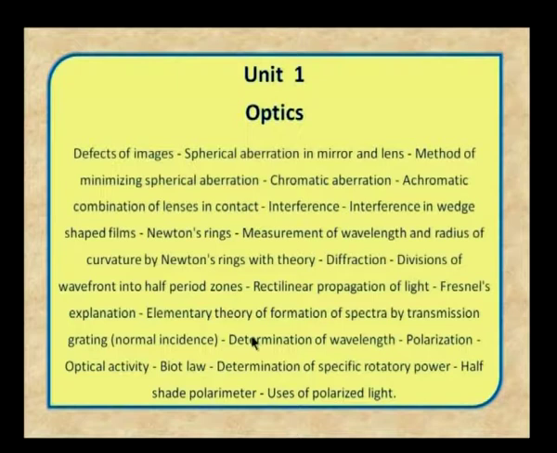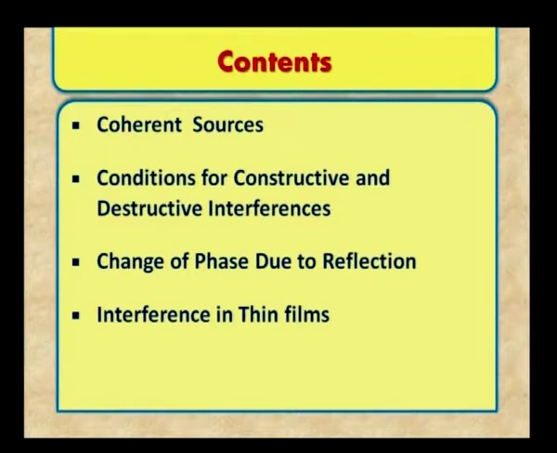We went through aberration in mirrors and lenses in detail. We are going through now a set of lectures in interference, and lecture number 12 will consist of the following subsections, namely coherent sources, conditions for constructive and destructive interference, change of phase due to reflection, interference in thin films.